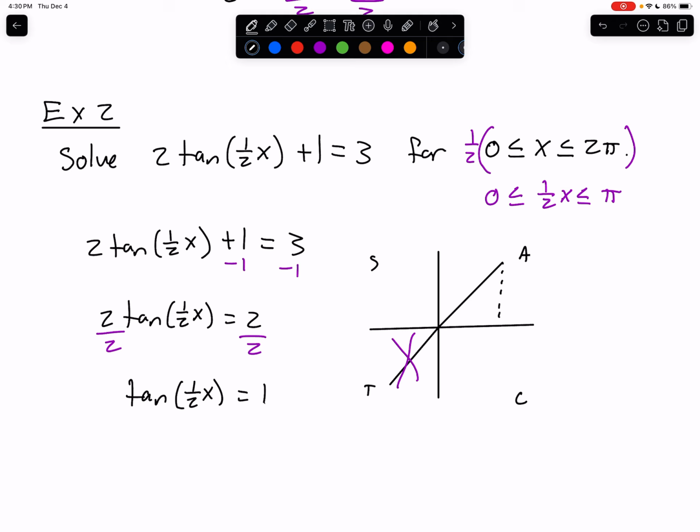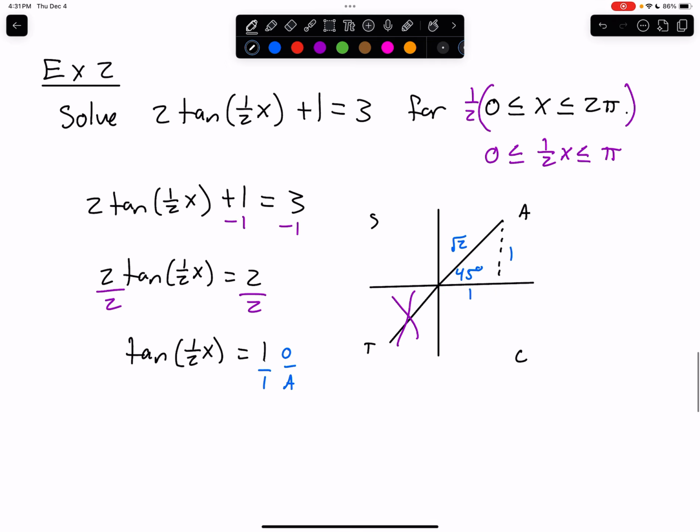Okay, so tangent is 1, or that's the same thing as 1 over 1. And tangent is opposite over adjacent. So my opposite side is 1, my adjacent side is also 1. That makes my hypotenuse square root 2, and this is a 45, 45, 90 triangle. Okay. I do want my answer in radians though, so I'm going to have not just x, but 1/2 x is going to be equal to 45 degrees, which is the same thing as pi over 4.